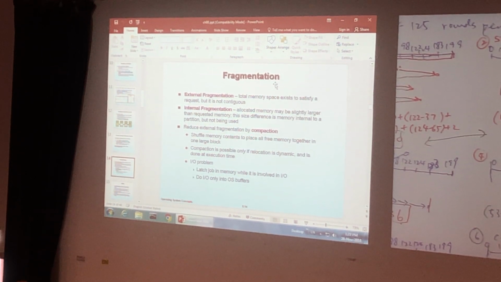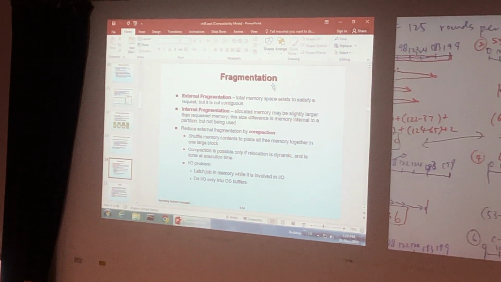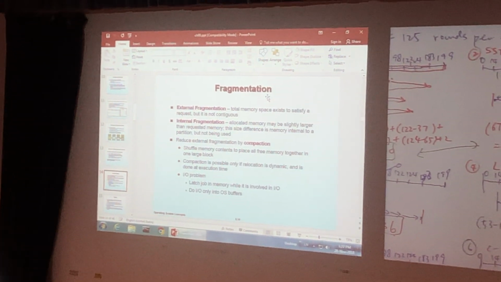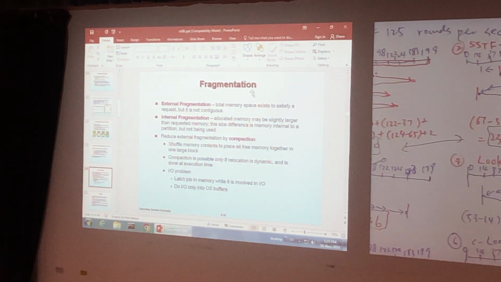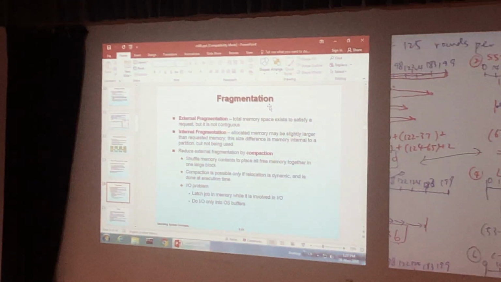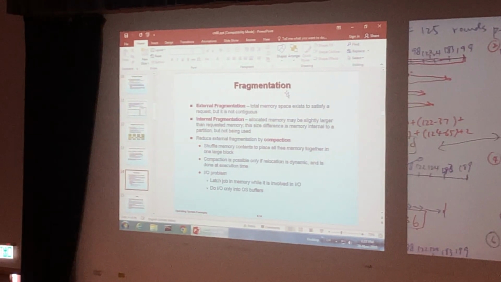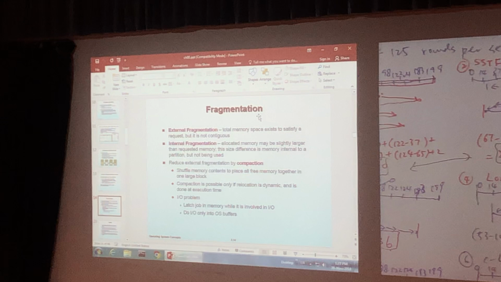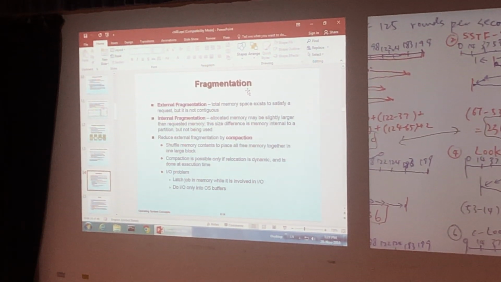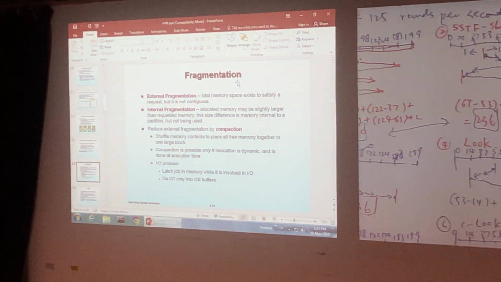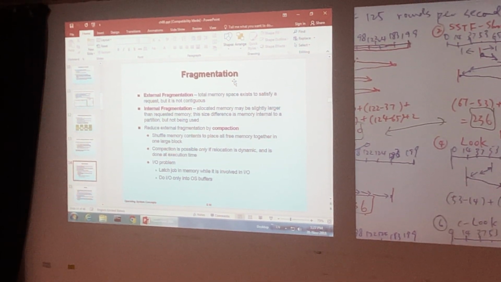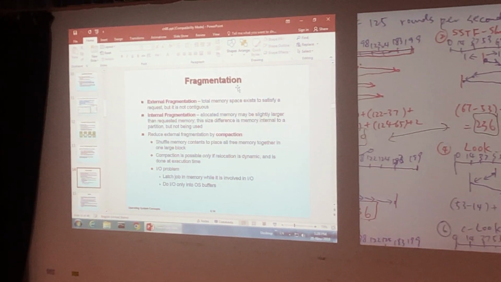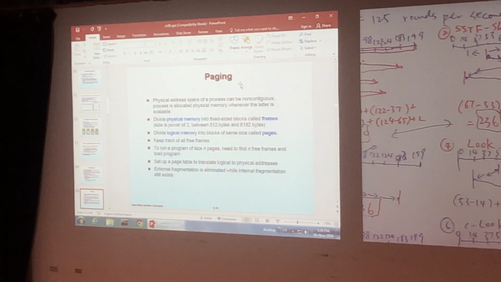And then there are problems with all this allocation because we can have external fragmentation, internal fragmentation. Questions? So we can do compaction. What is compaction? What are the challenges if we apply compaction? Then, if we don't do compaction, the choice leads us to paging.